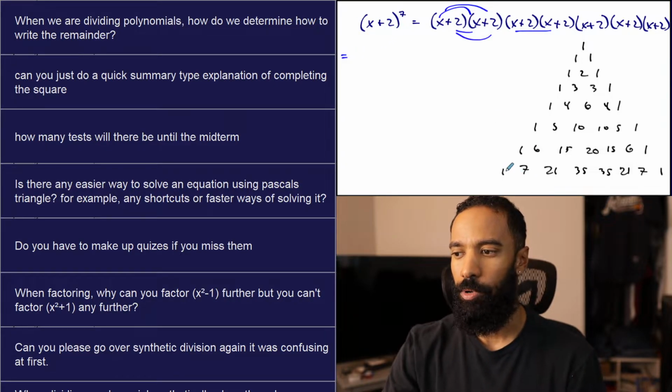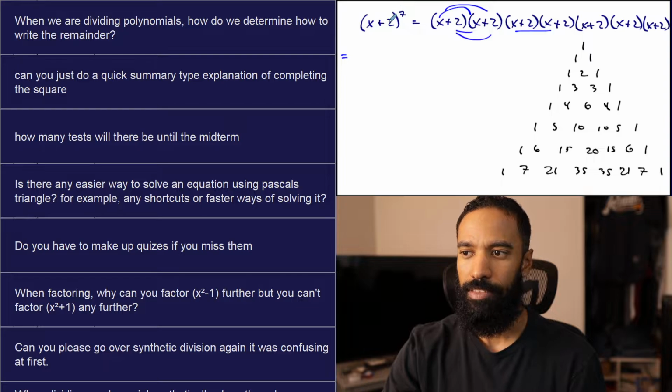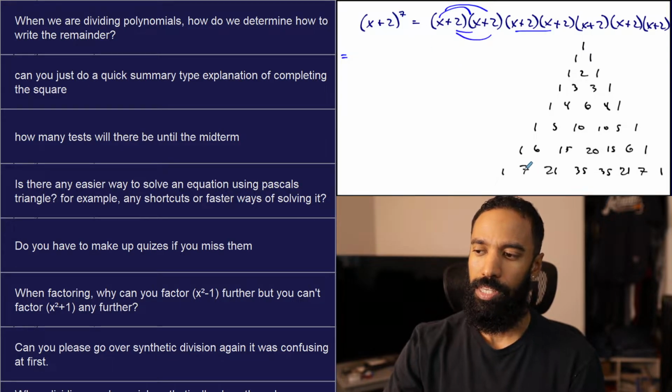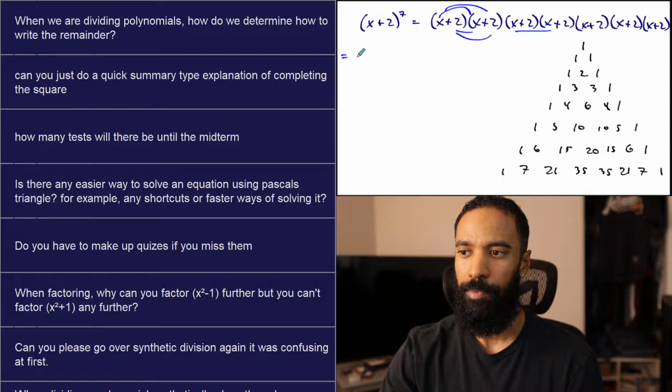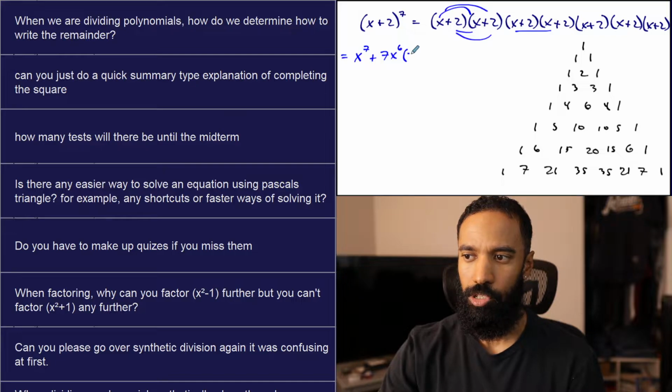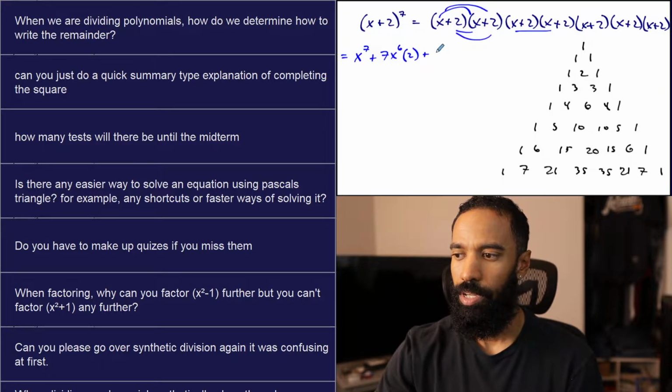But if you recall, you multiply this number by this to the 7th times this to the 0, plus this number times this to the 6th times this to the 1st, plus this number times this to the 5th times this squared, like that. So the first one's going to be 1x to the 7th times 2 to the 0, plus 7x to the 6th times 2 to the 1st, plus 21 times x to the 5th. Thankfully, these numbers are small, times 2 squared.